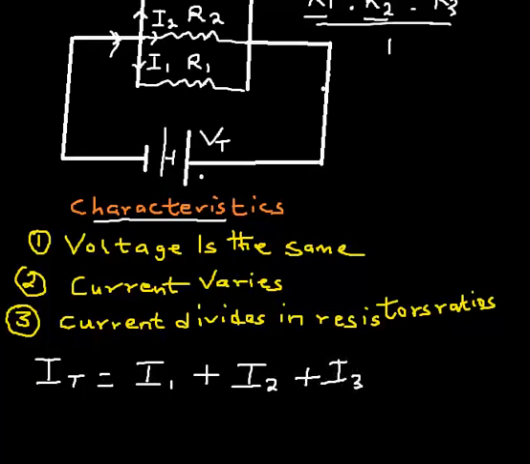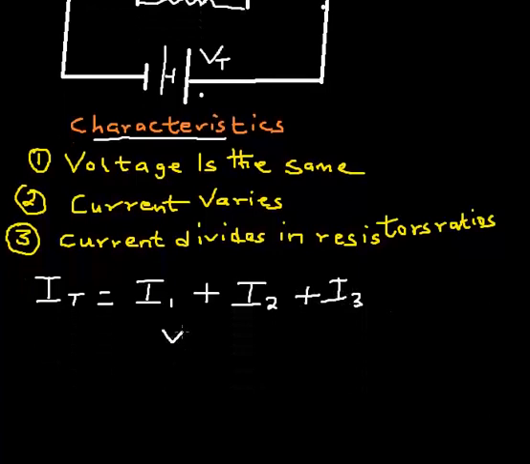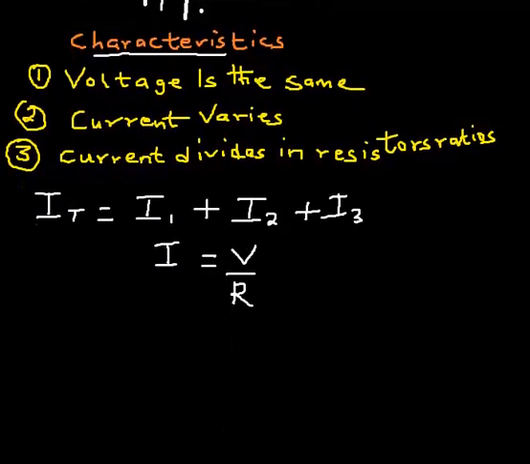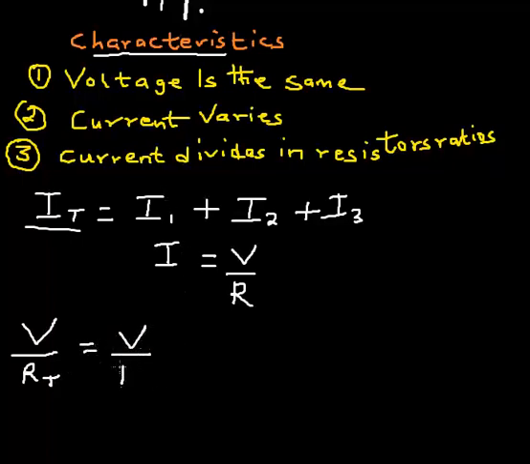From Ohm's law, we know very well that if we make I the subject of the formula, I is equal to the voltage divided by the resistance. So I total is equal to the voltage, which is constant, divided by the total resistance. For I1, the same voltage divided by R1. For I2, V divided by R2. Then for I3, V divided by R3.